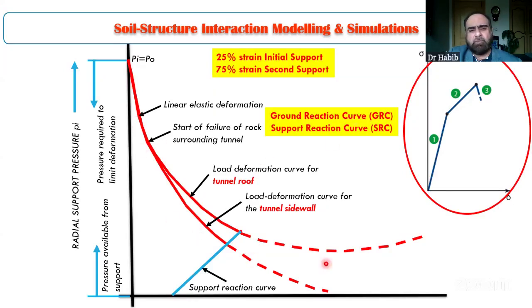These red curves are called ground reaction curves, and the curve for the support reaction we call the support reaction curve. To come up with the ground reaction curves and support reaction curves, we need SSI modeling. Through that, we can come up with the most appropriate time and the most appropriate type of support that is required to be installed for the tunnels. So this was about the tunnels.